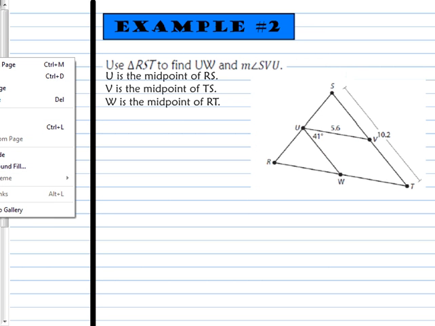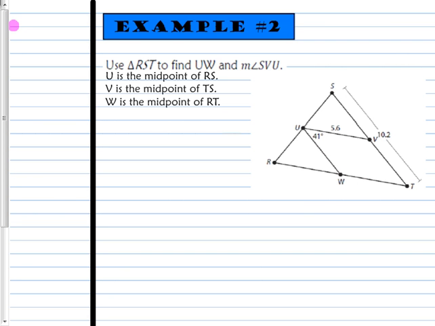Use triangle RST to find UW and the measure of angle SVU. U is the midpoint of RS, so this is congruent to that. V is the midpoint of TS, so that is congruent to that. And W is the midpoint of RT.